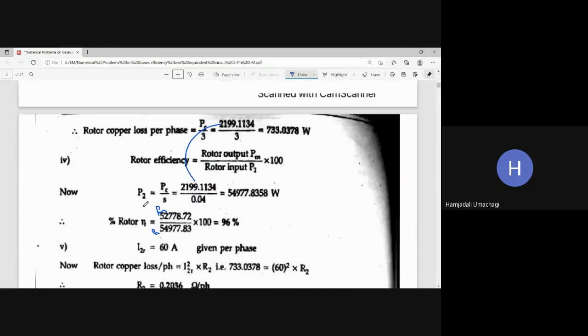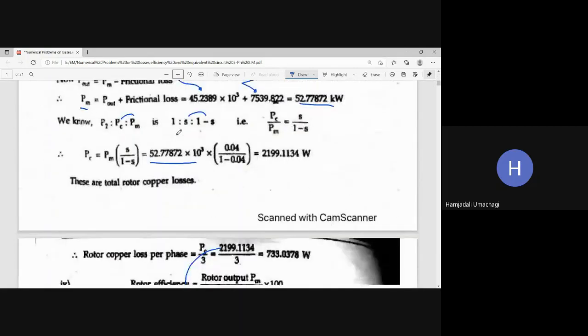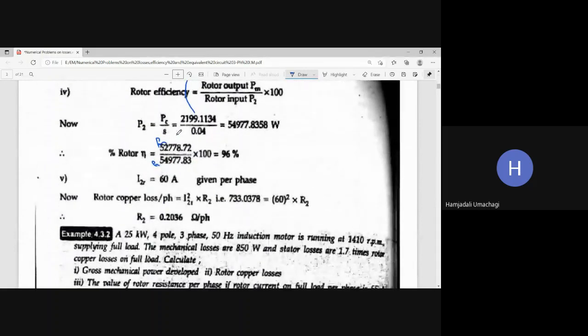The fifth parameter is the rotor resistance per phase if the rotor current is 60 ampere in running condition. So here we should calculate the rotor resistance R2, given that the rotor current I2R under running condition is 60 ampere per phase.